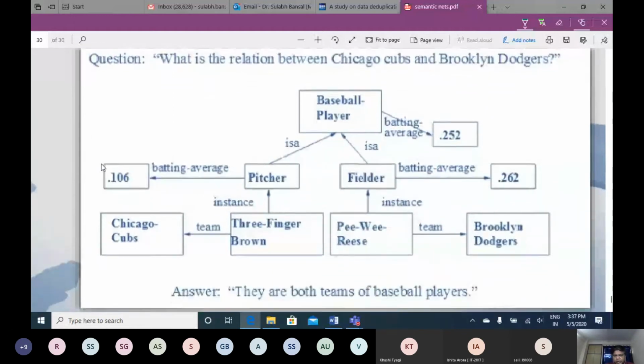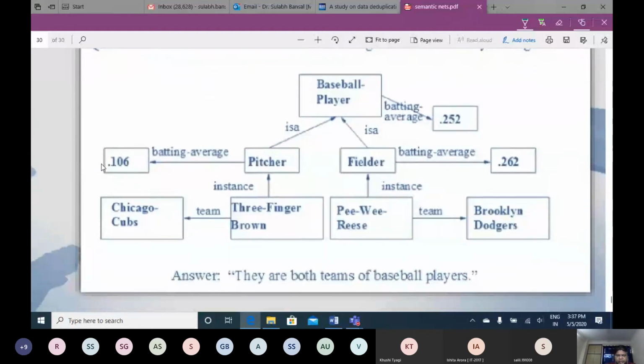So what do you have to do? You have to find the intersection. You find Chicago Cubs and Brooklyn Dodgers in the graph and try to see where the intersection is made in these two paths. So you just search the path this way and that way, whichever path exists. If you find Brooklyn Dodgers, you see which path it is, and both of them intersect at this point.